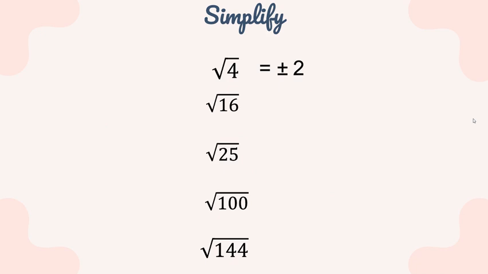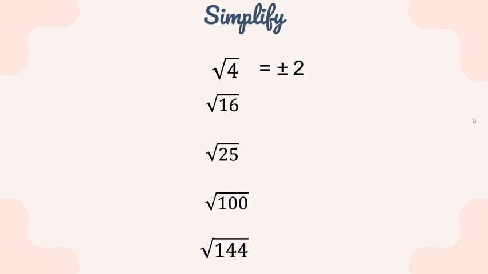Now, you're probably thinking, what is that symbol in front of that 2? That symbol is called the plus minus symbol, and you must include that with all of your answers. If you don't, I will take points off. The reason for that is because I'm looking for a number times itself that gets me the number underneath the square root symbol. Well, 2 times 2 is 4, but negative 2 times negative 2, negative times a negative is still a positive, so negative 2 times negative 2 is also 4.